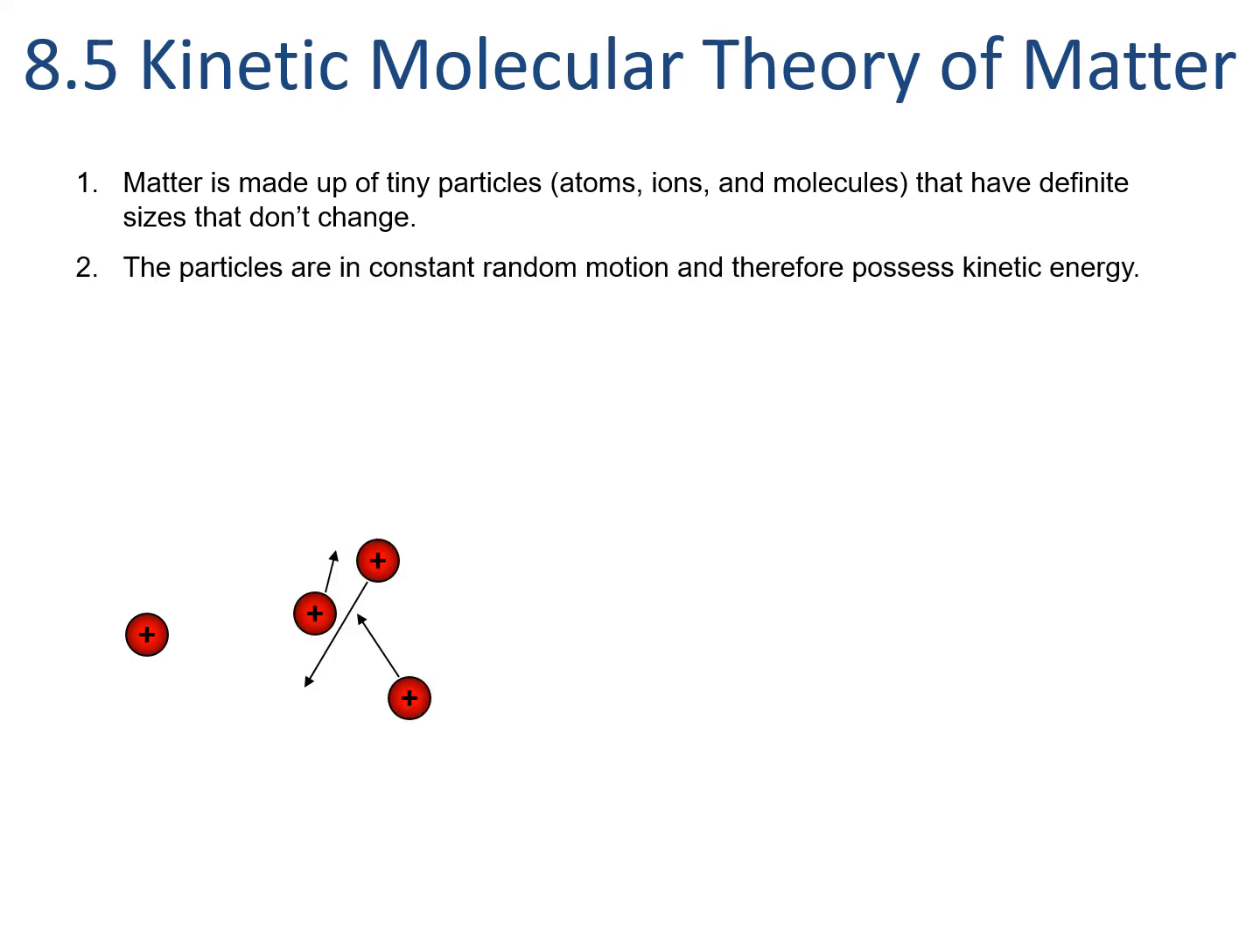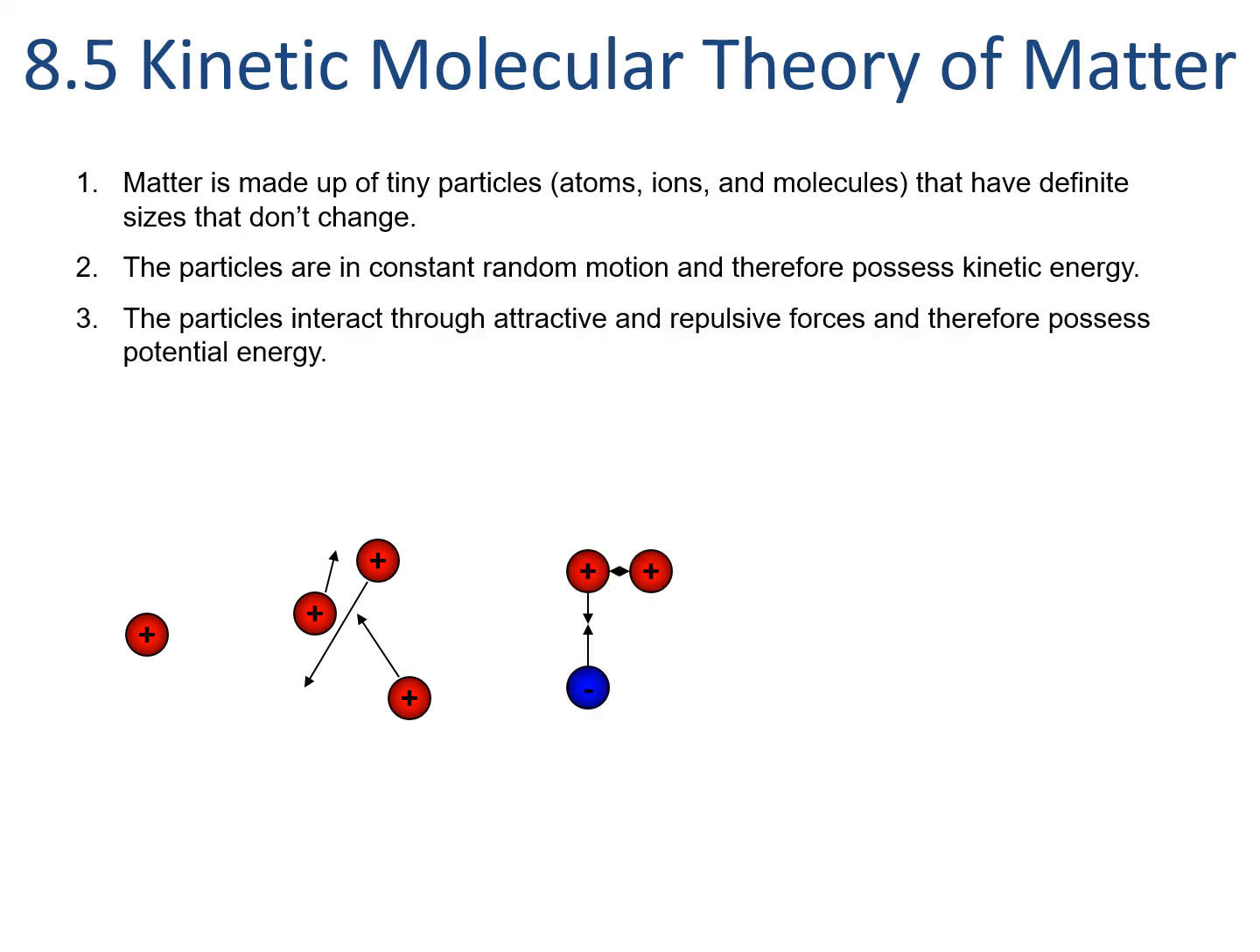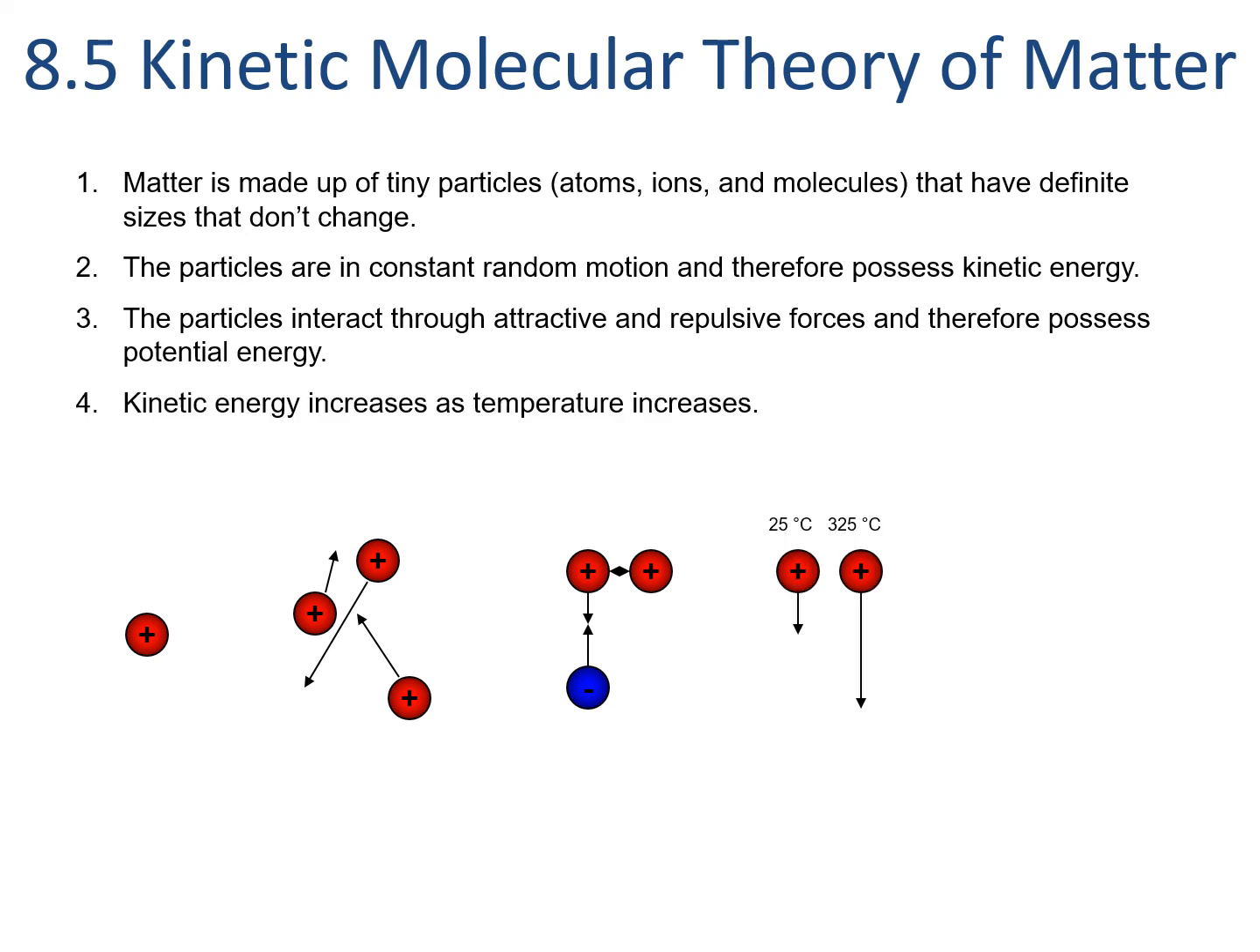The next assertion is that particles are in constant random motion. We already talked about this a little bit with diffusion and effusion. A particle in motion always has kinetic energy. Particles also have potential energy that will either push them apart or pull them together. We talk about this mostly as intermolecular forces, the forces between molecules, and usually we're talking about the ways that they pull molecules together. Since temperature is a measure of average kinetic energy, the higher the temperature, the higher the kinetic energy of an average molecule goes.